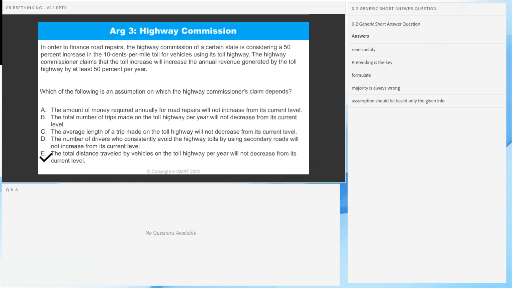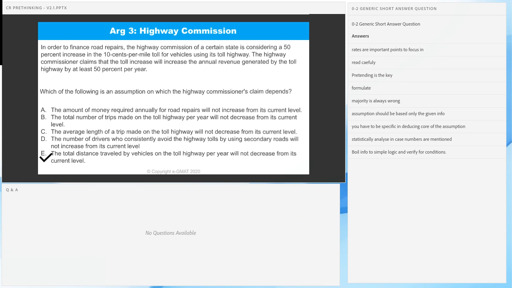Pre-thinking is key. Pretending is actually something that you don't want to use in the context of critical reasoning. But yeah, pre-thinking is important. You have to be specific in reducing the quorum. Absolutely, be very specific. Boil the information down into simple logic and verify for conditions. Okay, that's good. That's really specific. I really like that.